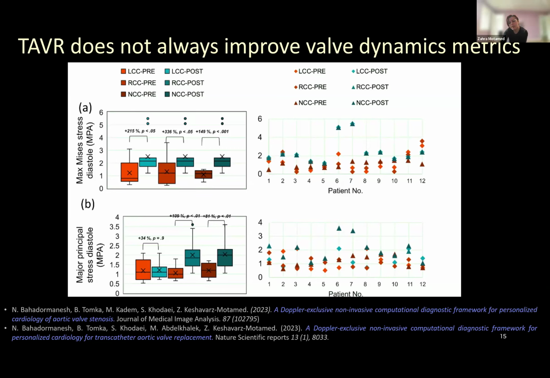But just a message: for all the patients that you see here, the Doppler echocardiography pressure gradient reduced significantly, both mean and max. All valves are opening and closing perfectly post-TAVR. But if you look at the quantitative data, it actually showed something else.